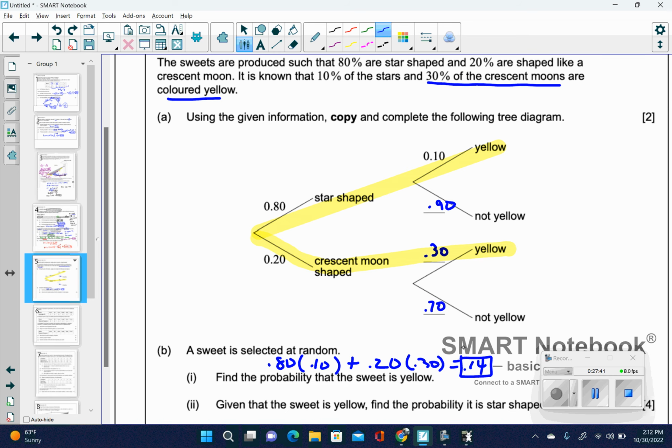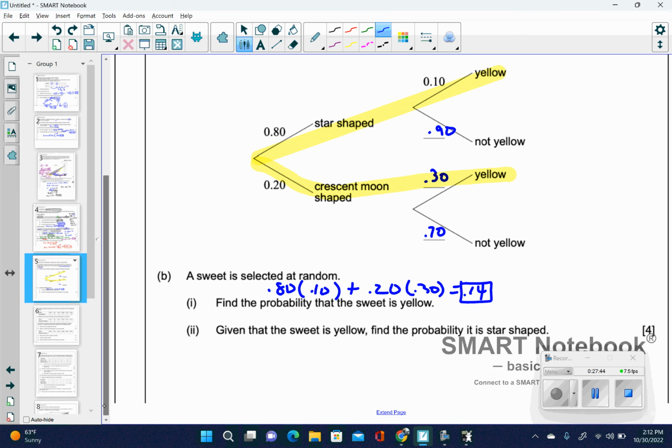All right. The next one: given that the sweet is yellow, find the probability that it is star-shaped. So the formula for given is the probability of star-shaped given that it is yellow, which is the probability of both star and yellow over the probability of yellow. Didn't we just find that? The probability of yellow was 0.14, okay?